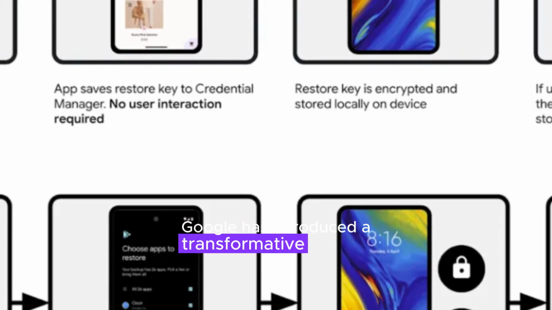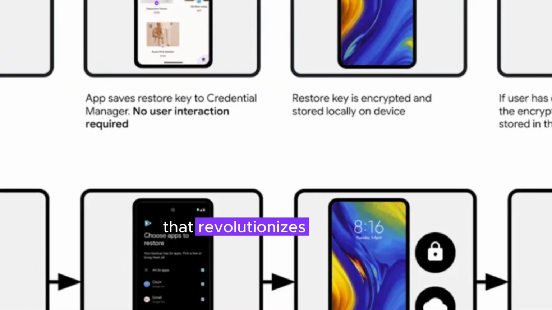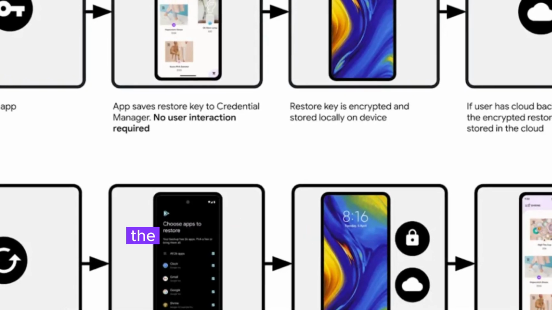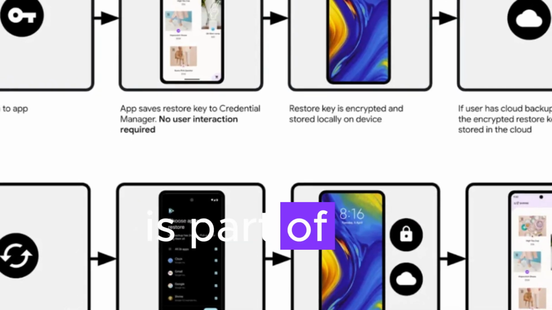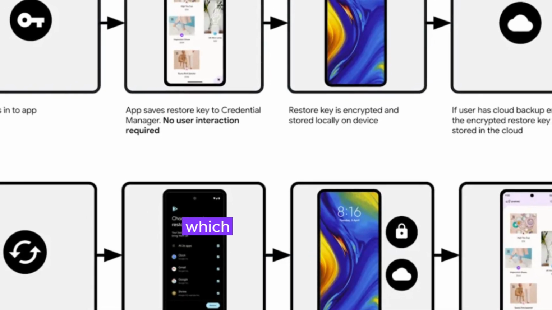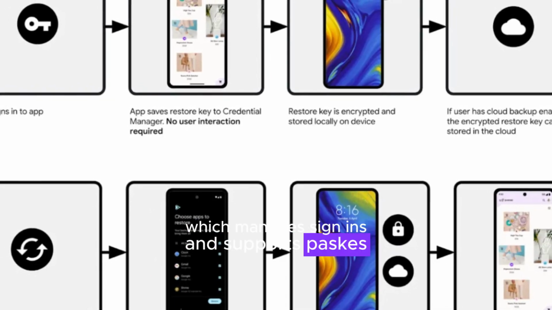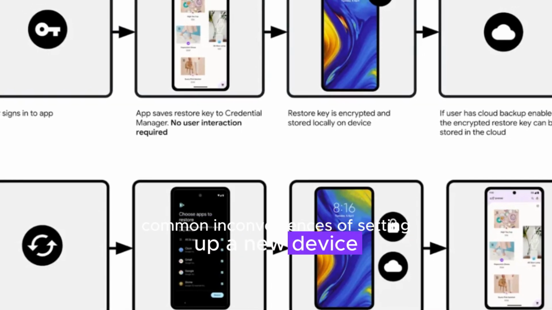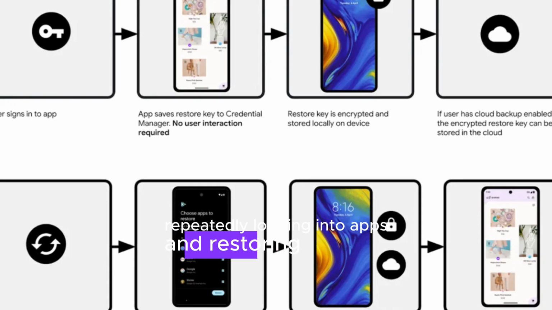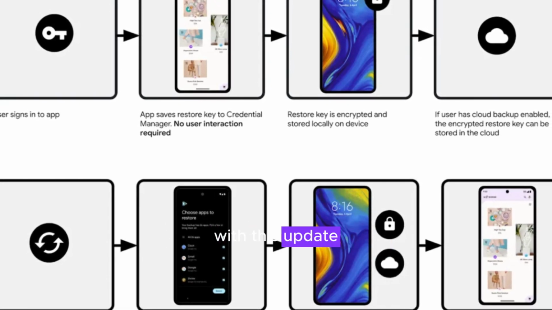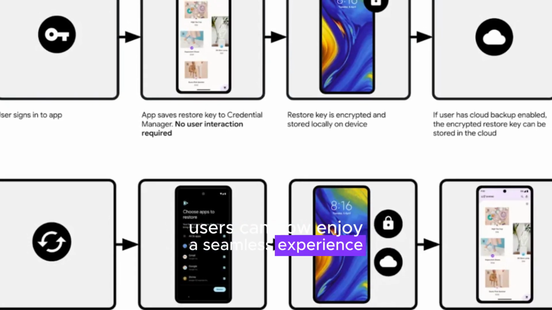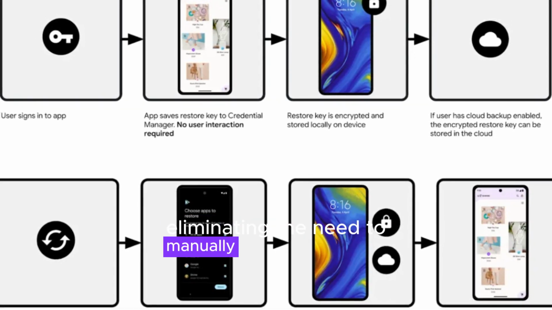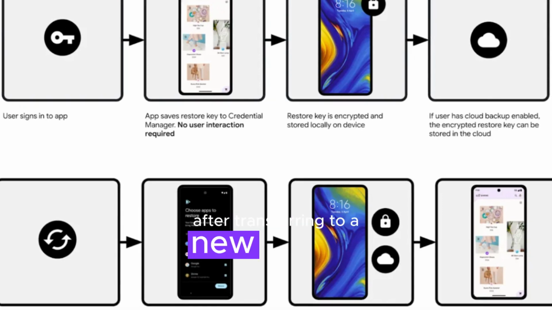Google has introduced a transformative feature for Android that revolutionizes how users maintain their app login states during device transitions. The new Restore Credentials capability is part of the evolving Credential Manager API, which manages sign-ins and supports passkeys. This feature addresses one of the most common inconveniences of setting up a new device, repeatedly logging into apps and restoring settings. With this update, users can now enjoy a seamless experience where their accounts are automatically restored and signed in, eliminating the need to manually re-enter credentials after transferring to a new phone.